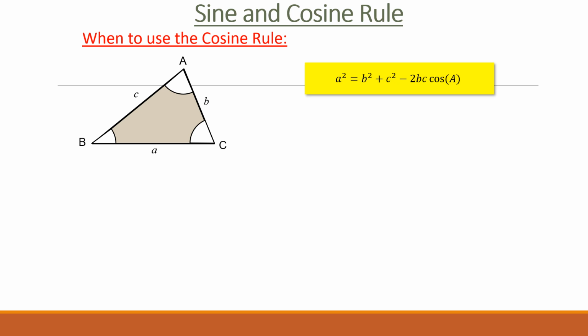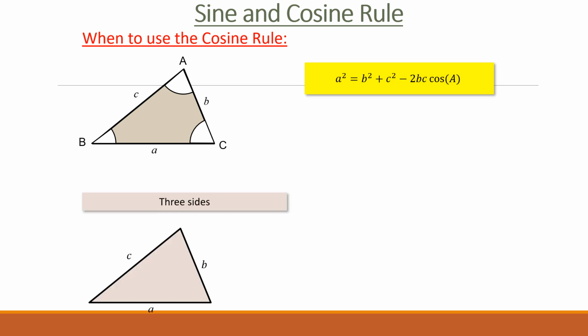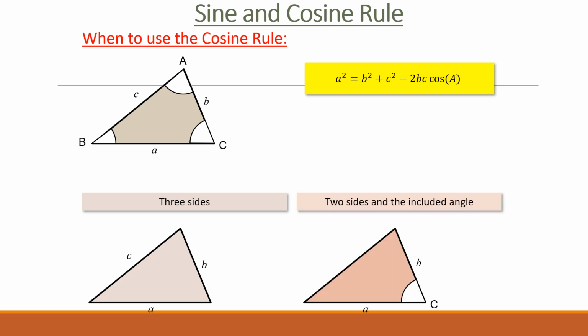Before I do that, I want to look at when to use the cosine rule. So you've got the formula a squared is equal to b squared plus c squared minus 2bc cos A. Again, this is given on the formula sheet, so you don't need to remember it. Use the cosine rule when you've got three sides, or when you've got two sides and an angle included in the middle. So sine rule a bit different, cosine a bit different. When you've got three sides, you look for an angle, and when you've got two sides and an angle, you find a side.